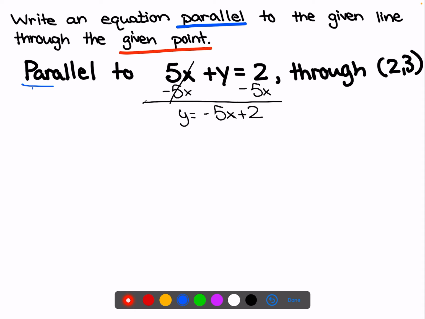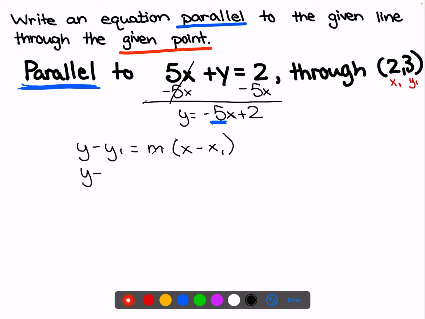Now again, this is going to be a parallel line, which means that my slopes will remain the same. It's going through the point 2, 3, so this will be x1 and y1. And then from here, I can just plug it in. So y minus y1 is equal to m times x minus x1. Plugging in for these variables, we have y minus 3 is equal to m, which is negative 5, times x minus x1, which is 2.